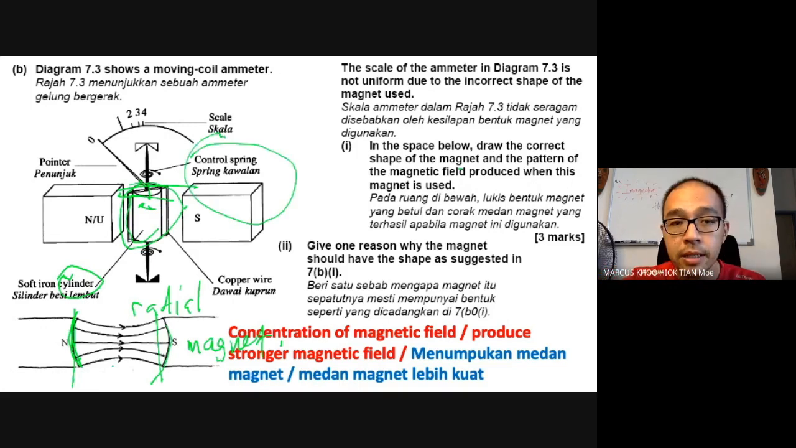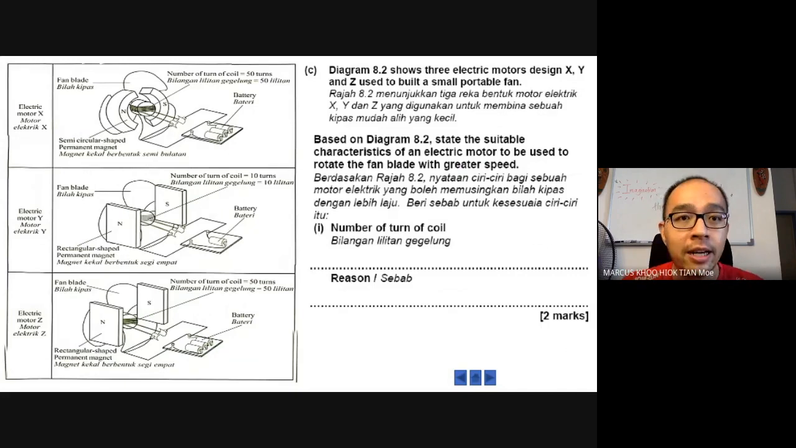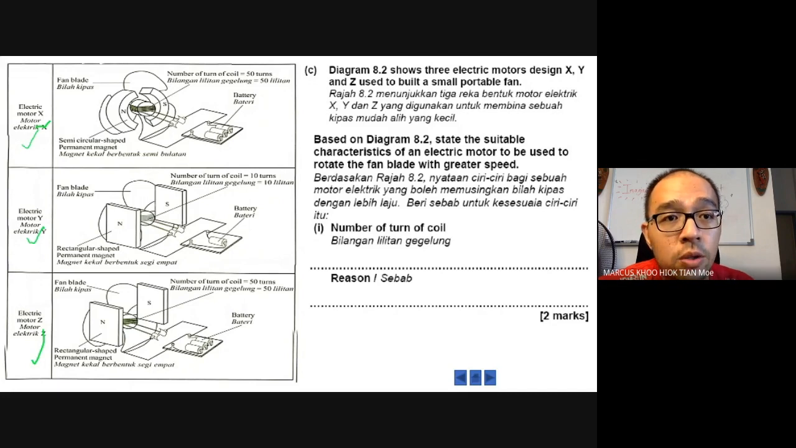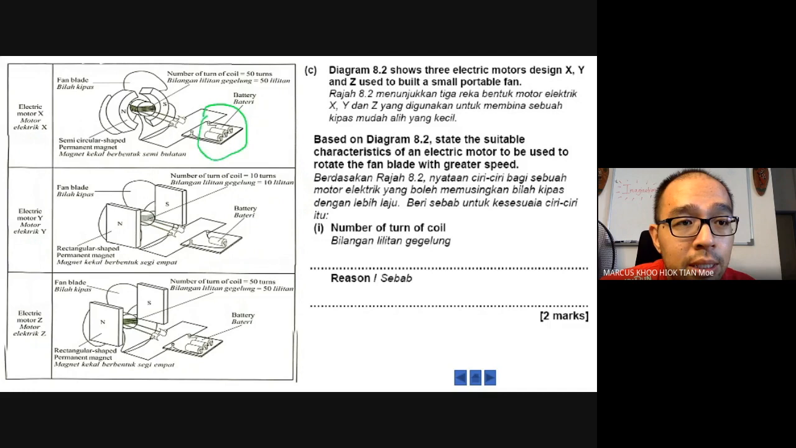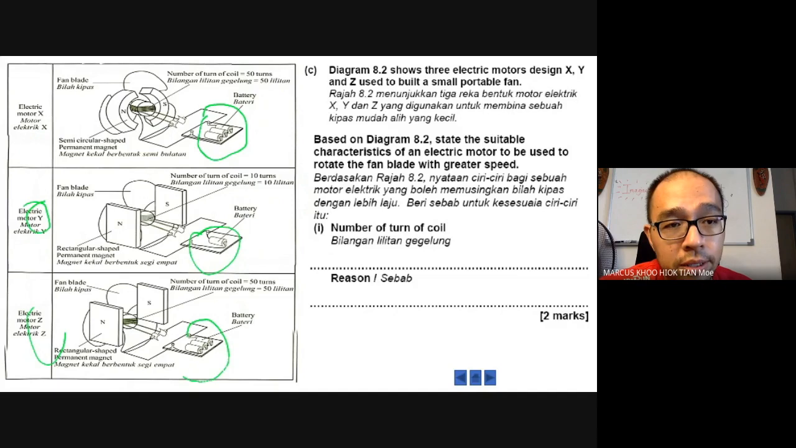All right. Okay, let's turn to the next question. Diagram 8.2. Okay, so this is a very standard question. You are given 3 types of electric motors: electric motor X, electric motor Y, and electric motor Z. And we want to see what the conditions are. Electric motor X has 50 turns, electric motor Y has 10 turns, electric motor Z has 50 turns. Besides that, electric motor X has 3 batteries, electric motor Y has 1 battery, electric motor Z has 3 batteries.